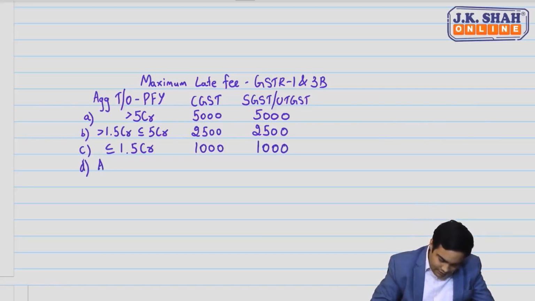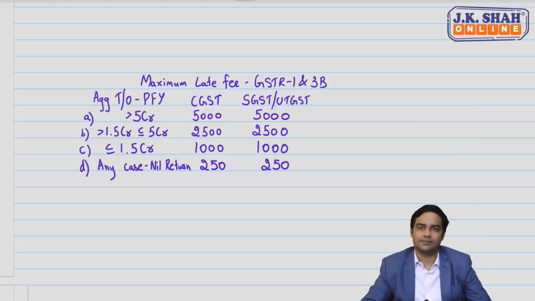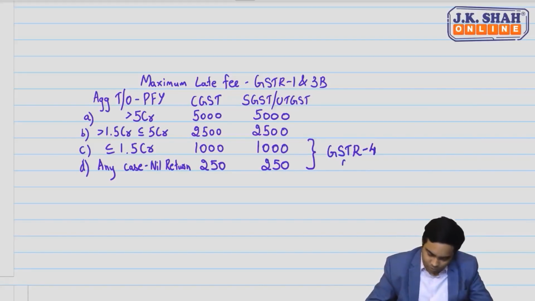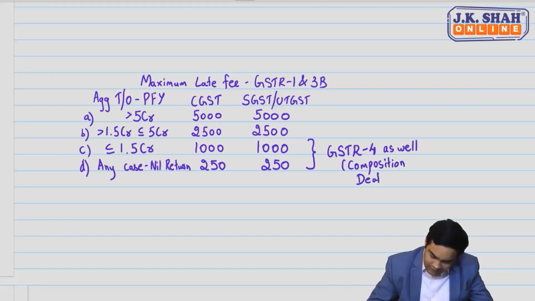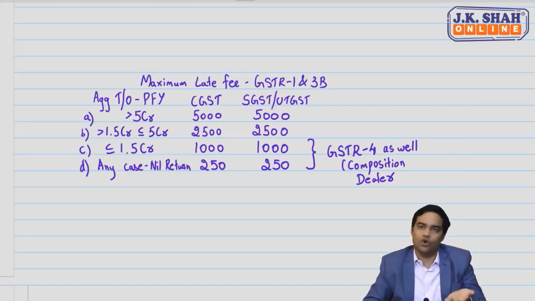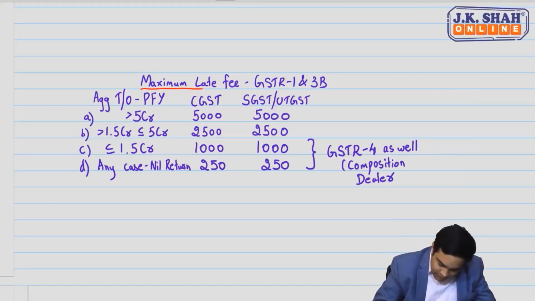And in any case, nil return. Any case, sir, it could be more than 5 crore also. Maximum late fee has been capped at 250, 250. Did you understand this? Now, if you notice for these two segments, government has said that this will apply for GSTR 4 as well. That is composition dealer. So it will apply to 1 and 3B. It will also apply to GSTR 4. C and D only, not B and C, because B and C cannot apply. Just imagine, if your last year turnover was more than 1.5 crore, are you eligible for composition scheme? No, right? So this is how government has rationalized late fee.